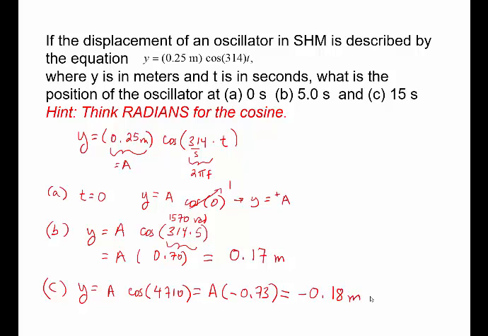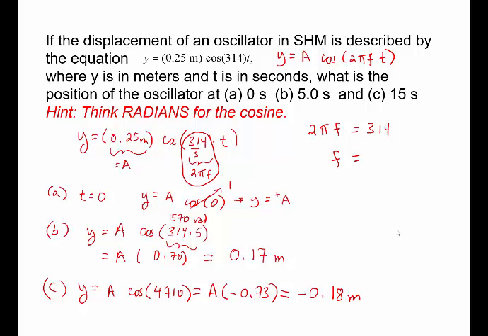What if I wanted to know what the frequency was? Well, here they gave me enough information to figure that out, because I know the format is really y is equal to A times the cosine of 2 pi f times t. So here 2 pi f is equal to 314. So then what's f? f is 314 divided by 2 pi.